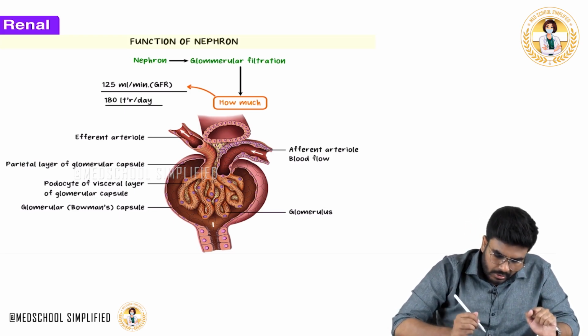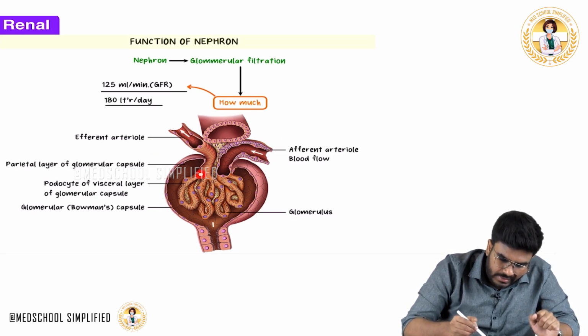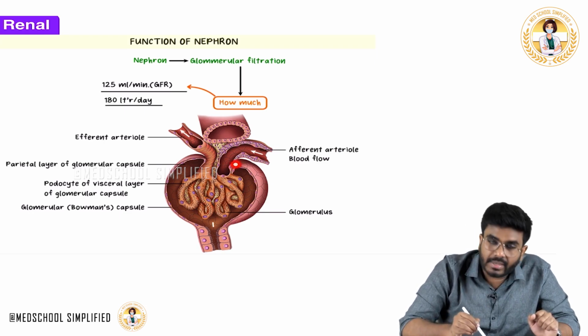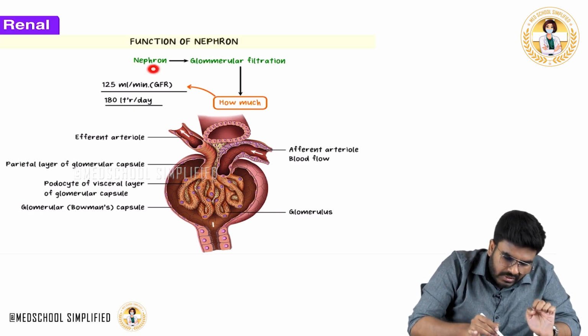Now look here. The structure which I am showing you here is the glomerulus, where the glomerular capillaries are present. All these are the glomerular capillaries, and here is the Bowman's capsule. Let's see in detail. Now see, what is the function of the nephron?